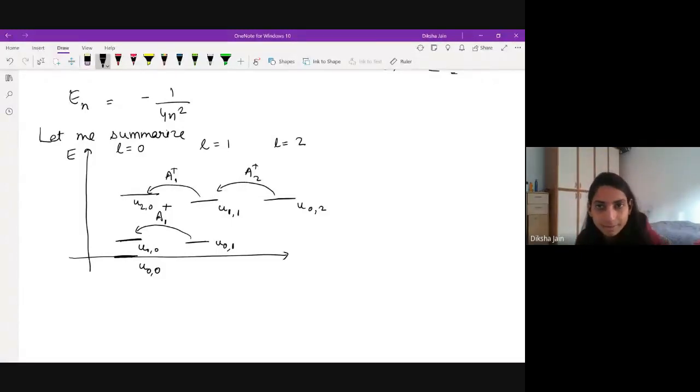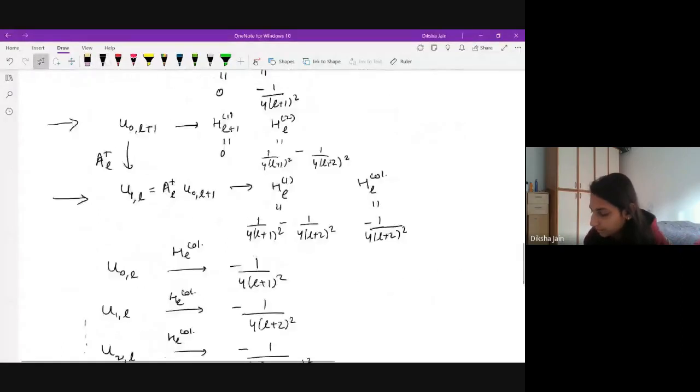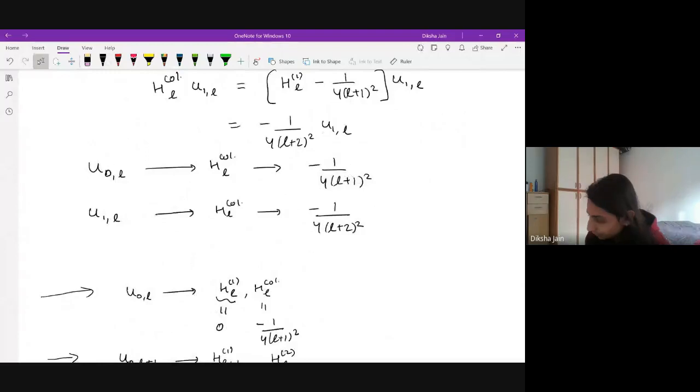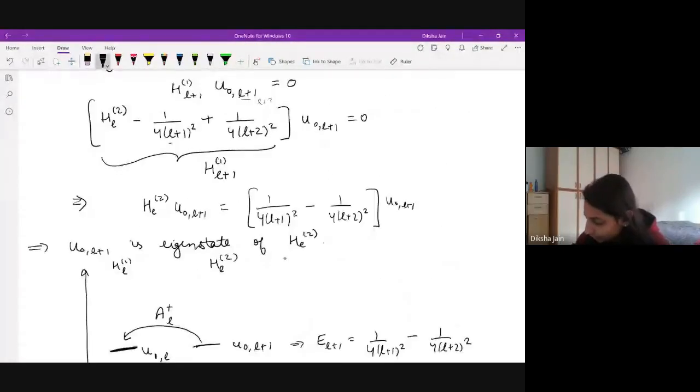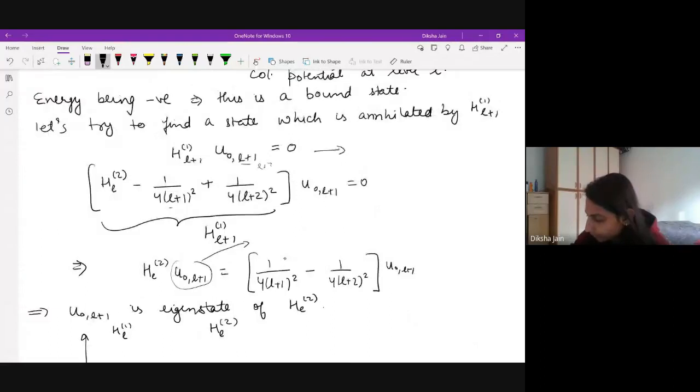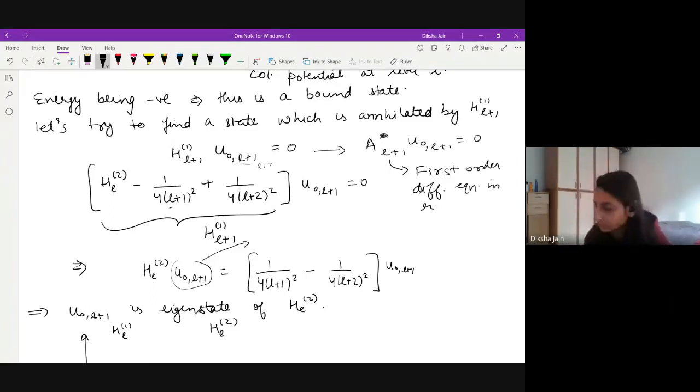Is it clear? Also the wave functions, right? Yes, also the wave functions. Here I just found the energy. The wave function you find by solving an equation. The wave function U0 of L plus 1, since it's the zero energy state of H1 of L, you can find by solving the equation A of L plus 1 acting on U L plus 1 is 0. This is a first order differential equation in R, so you can solve it to find U0 of L plus 1. Similarly, you can find the ground state wave functions, and then by applying A dagger on them, you can find the higher wave functions.